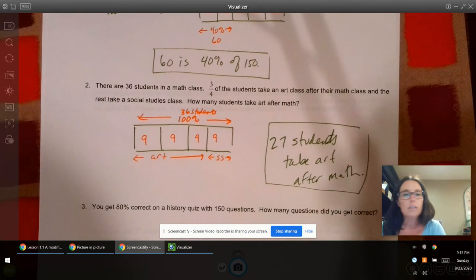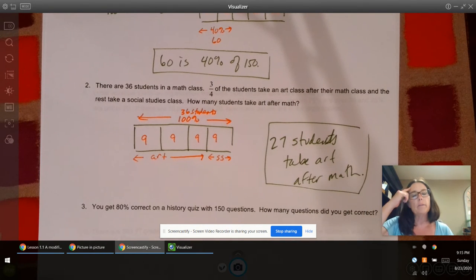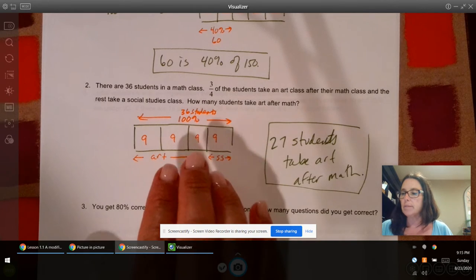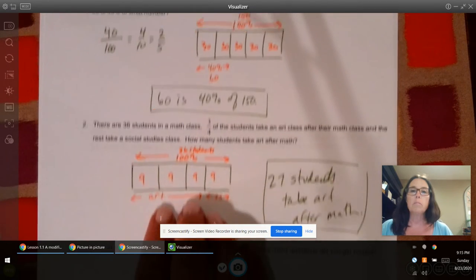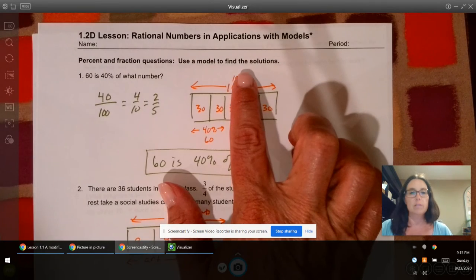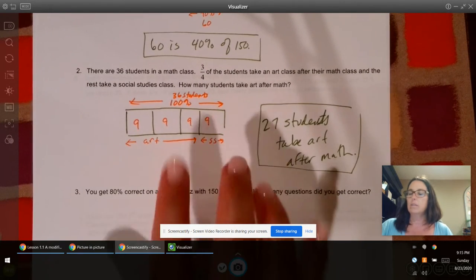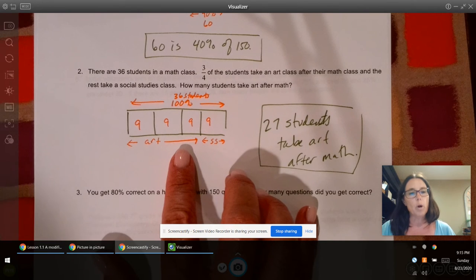So again, you probably could just come up with the answer in your mind, multiplying 3/4 times 36 and get 27. But this is all about using models to find the solutions. So I'm going to expect to see what we've been practicing with these bar models.